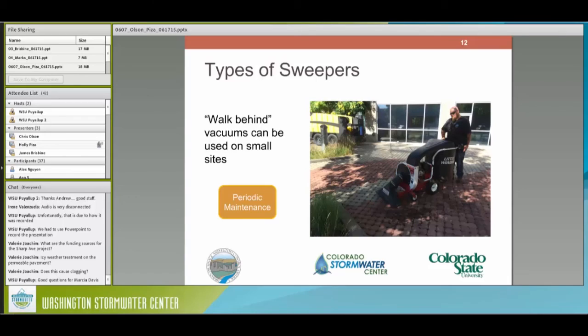There are walk-behind vacuums, and this is one that may or may not be easy to find where you are. This took me a while to find a company that would come out and maintain their pavement. And what we found was that this is good for periodic maintenance. This is a vacuum at the surface of the PICP, but it wouldn't be adequate if you really didn't maintain the pavement and allowed it to clog and had to remove the aggregate between the blocks.